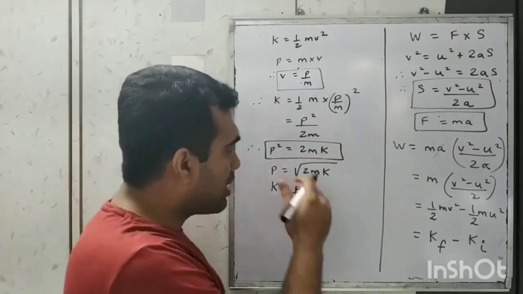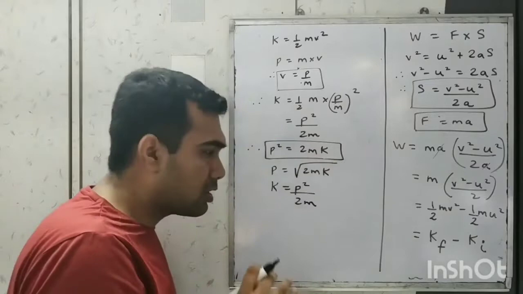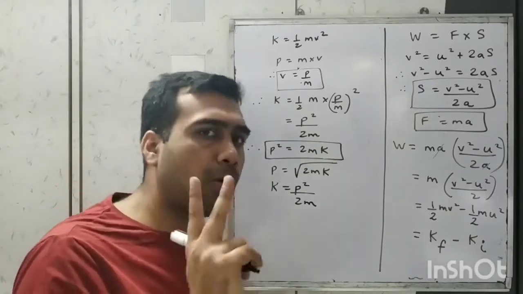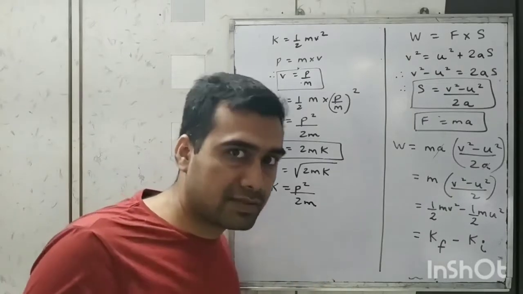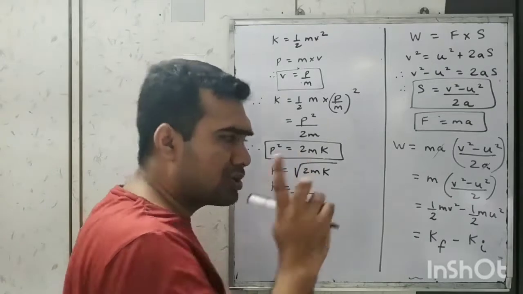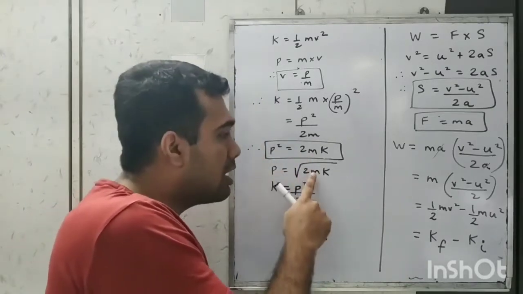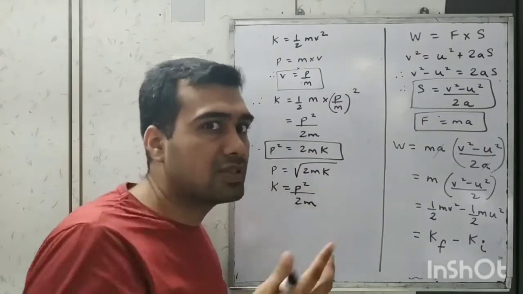Now there are two more ways to write the same thing. Square becomes square root, or you cross multiply and you get this. Now this helps us to understand a few things. For example, if there are two objects, one is light in mass and one is heavy. So if both the objects have the same momentum, then the lighter mass will have greater kinetic energy. Then only the momentum will be same.